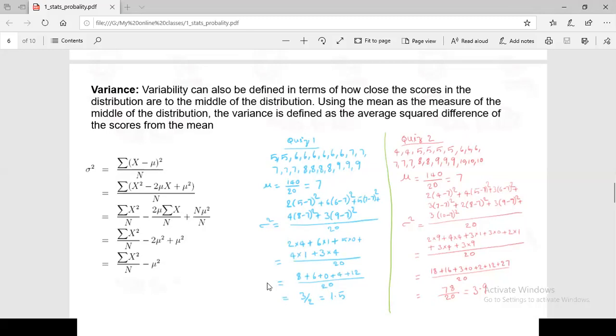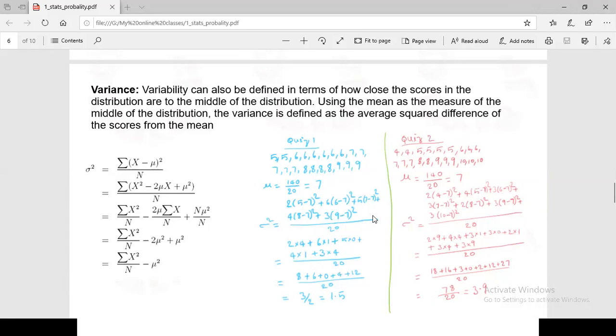Sigma squared equals... I don't want to see the complete calculations here, they are not required. We can write just the simple formula: sigma squared equals the sum from 1 to n of (x minus mu) whole square, divided by n. That is the variance formula. So let's take the same variance for the two quizzes.